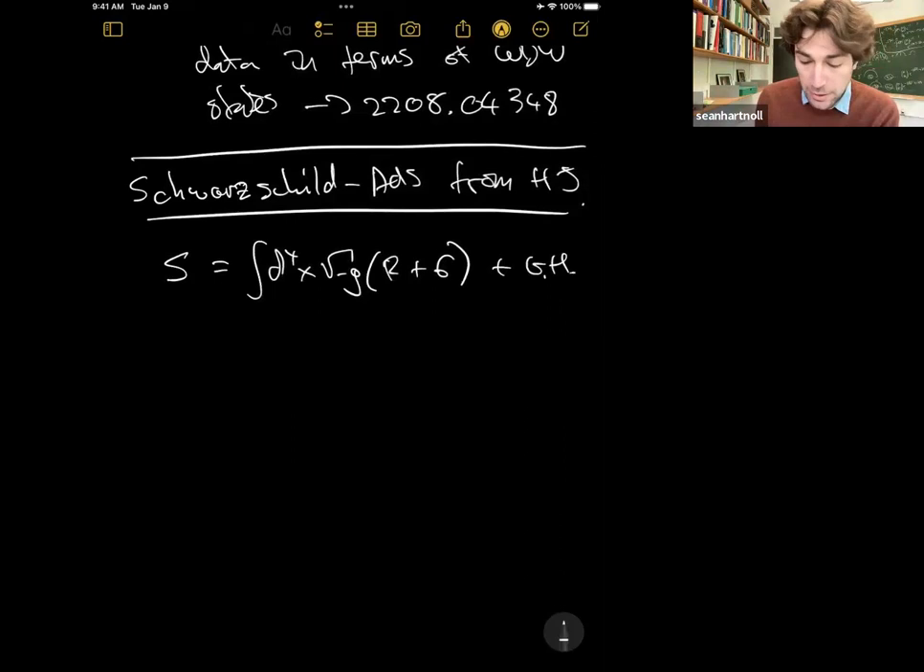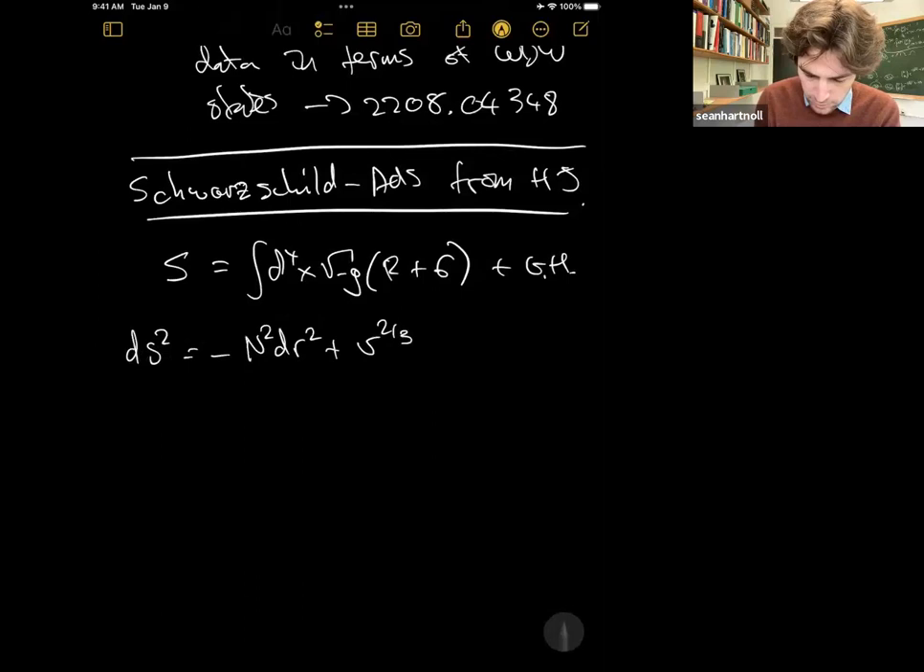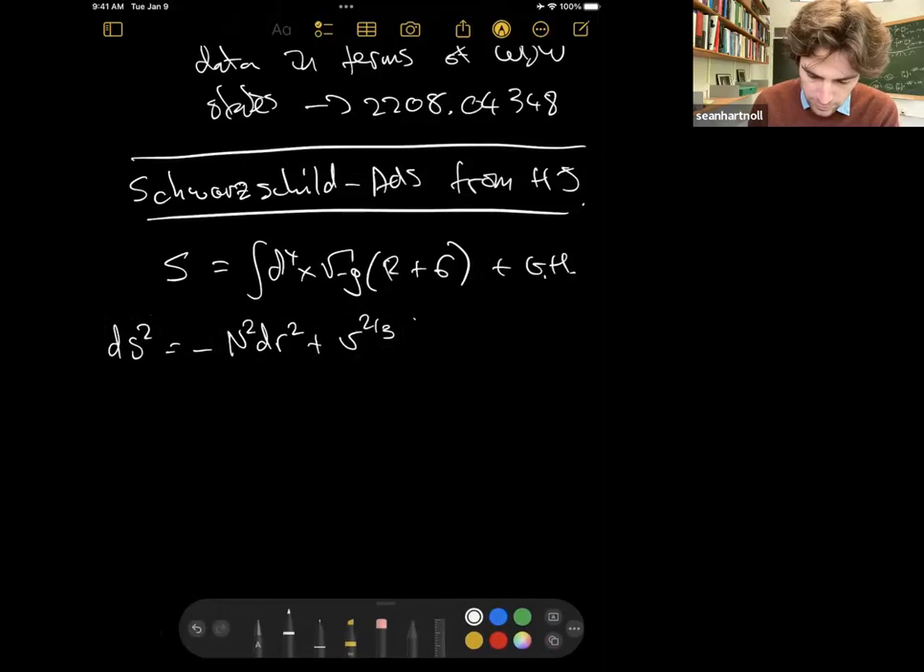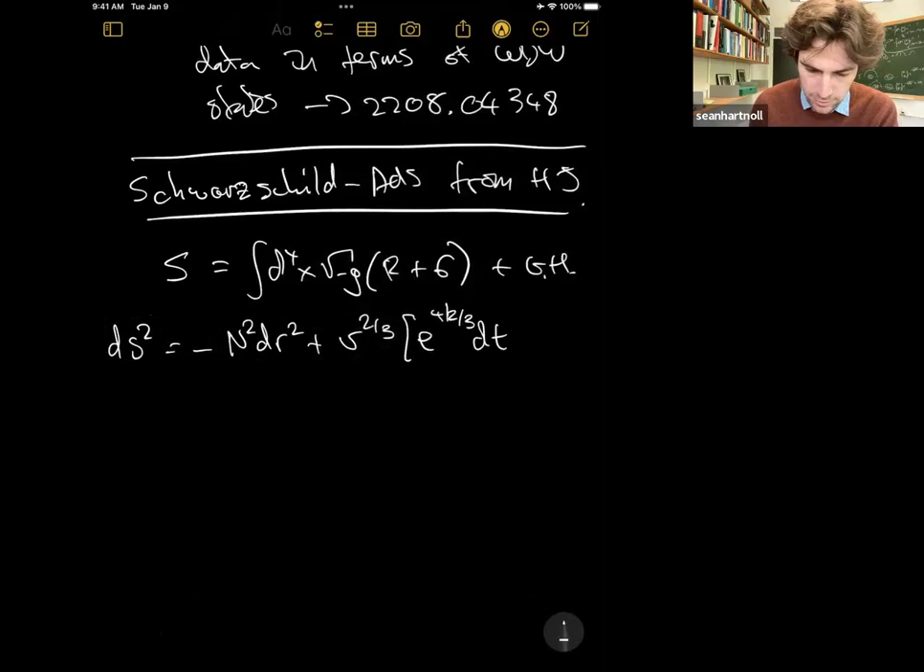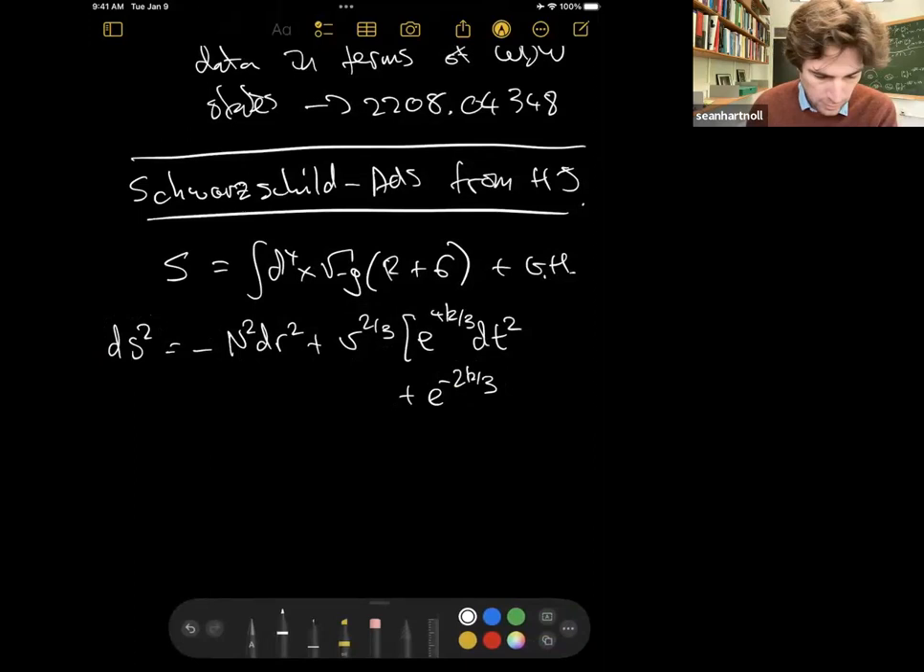But let's think about the interior. We're going to get everywhere, but let's think about a sort of cosmological situation. So we'll look for a metric of this form: minus N squared dr squared plus V to the 2/3, e to the 4K over 3, plus e to the minus 2K over 3, dx squared plus dy squared.